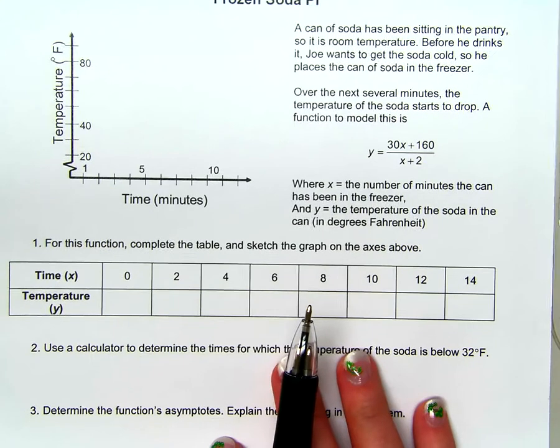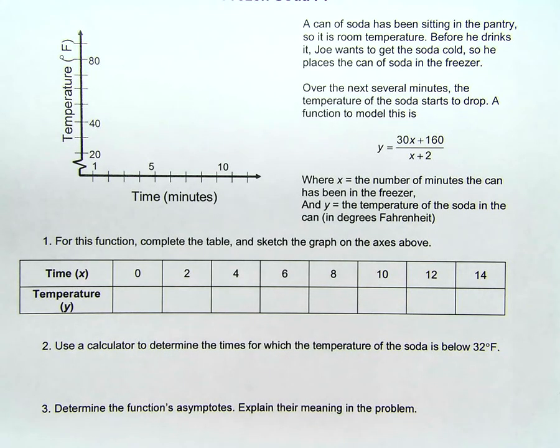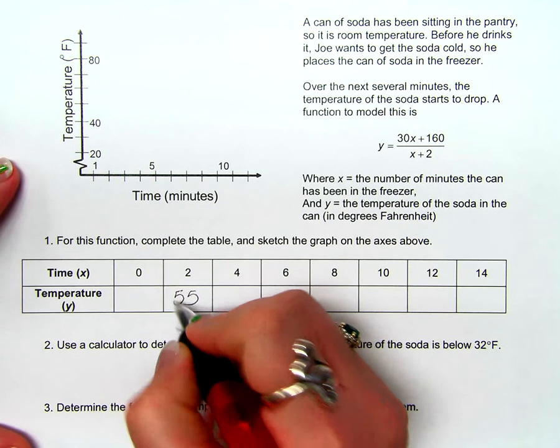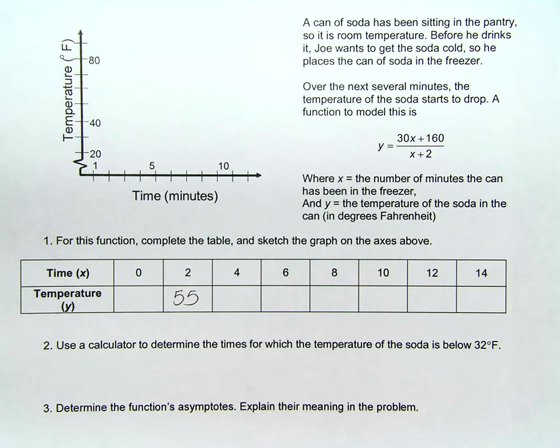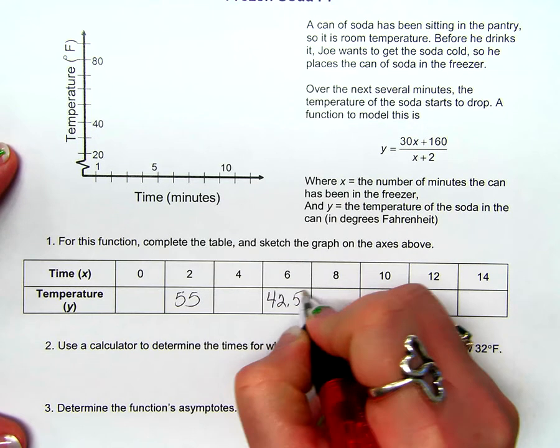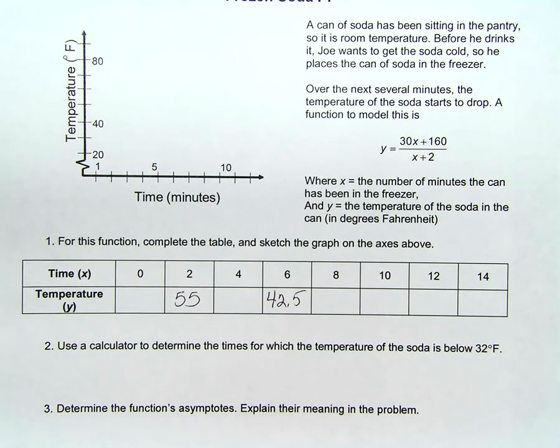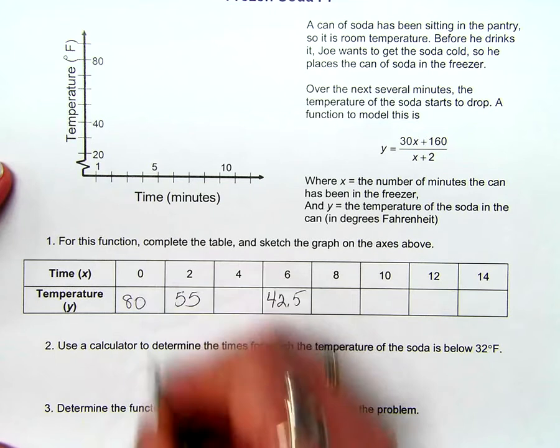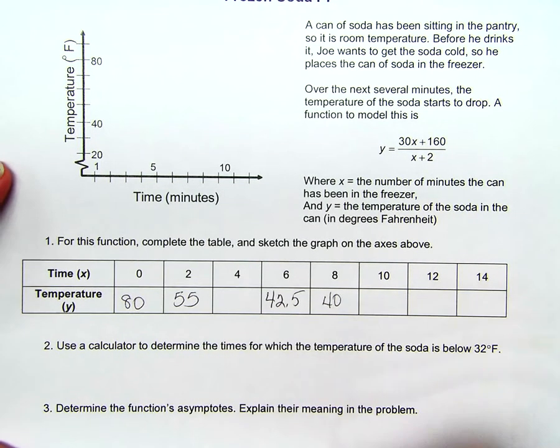Those of you who did not participate in the last table, you need to participate now. Those of you who did participate in the last table, quietly fill out your table. 2 is 55. Thank you. 6 is 42.5. Thank you. 0 is 80. Thank you. 8 is 40. Thank you.